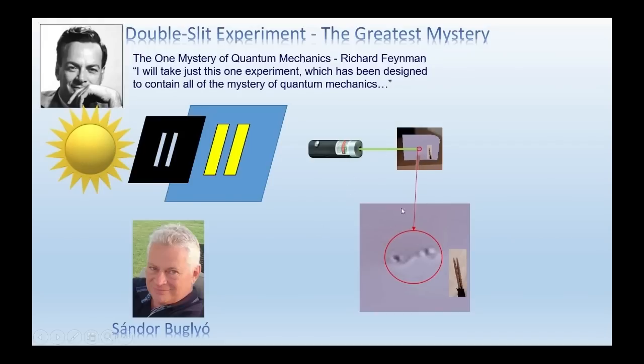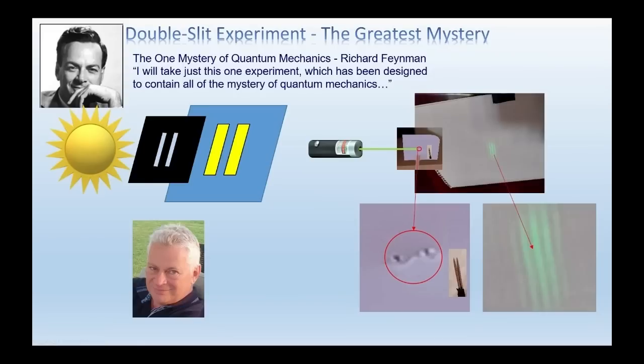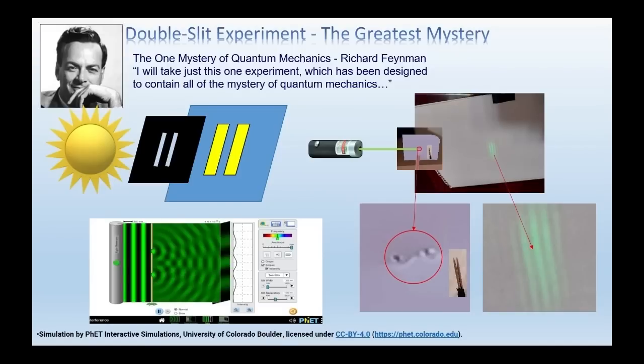I pierced a plastic card with two needles. If you are not familiar with the experiment, you might expect to see two green spots as a result. However, surprisingly, we don't get two spots, but a striped pattern. This is called an interference pattern because it usually occurs when waves collide.